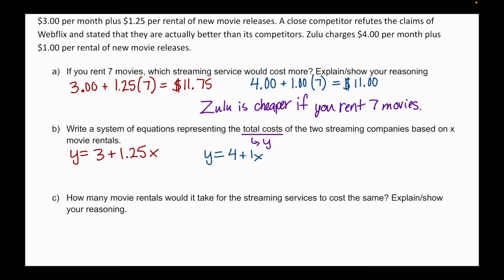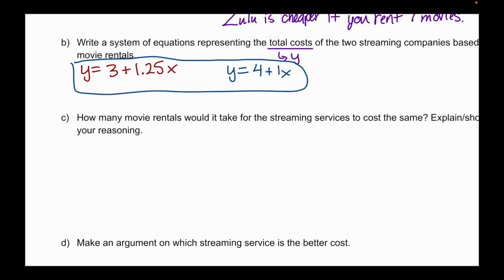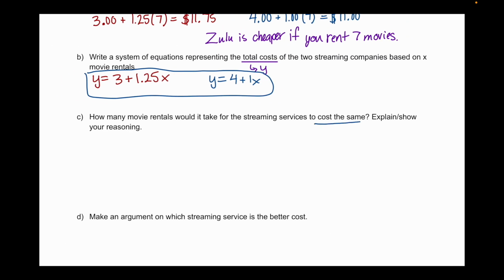I have 2 separate equations here. So this could be considered my system. And now they want to know how many movie rentals it would take for them to cost the same. So that means I want the y values to be equal. Or really, it's just how many movies makes the cost the same. I want the y values to be equal, and the x values to be equal at the same time. So really, this is asking you to solve the system.